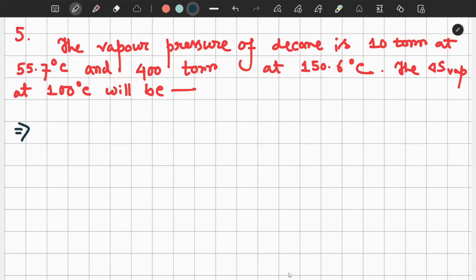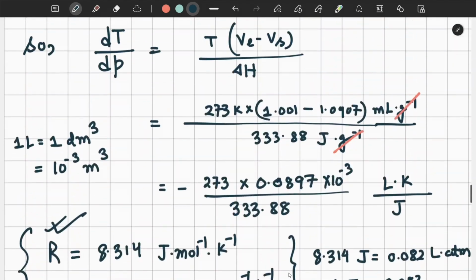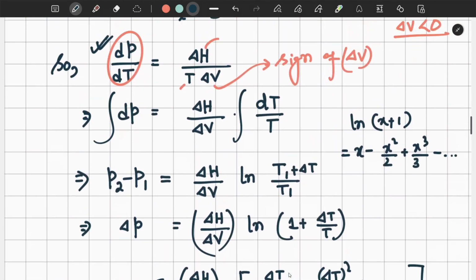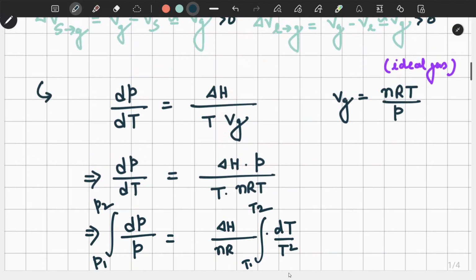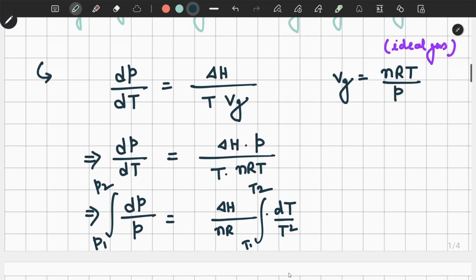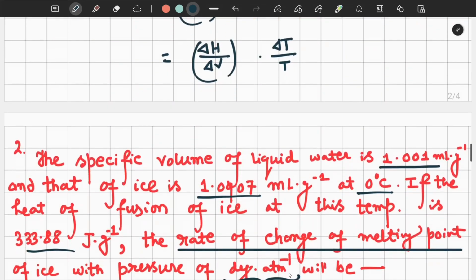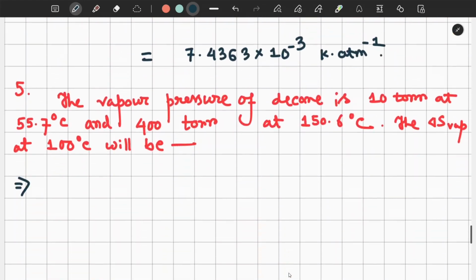Okay, how can you approach it? What is the relation between this and the vapor pressure? If you remember the formula of Clausius-Clapeyron, what is this? These are vapor pressures, because already you have considered the gas. Okay, because there is no pressure of liquid.